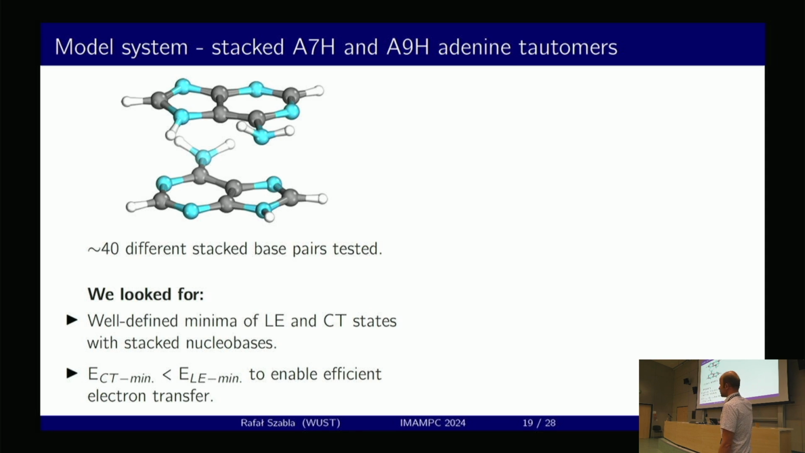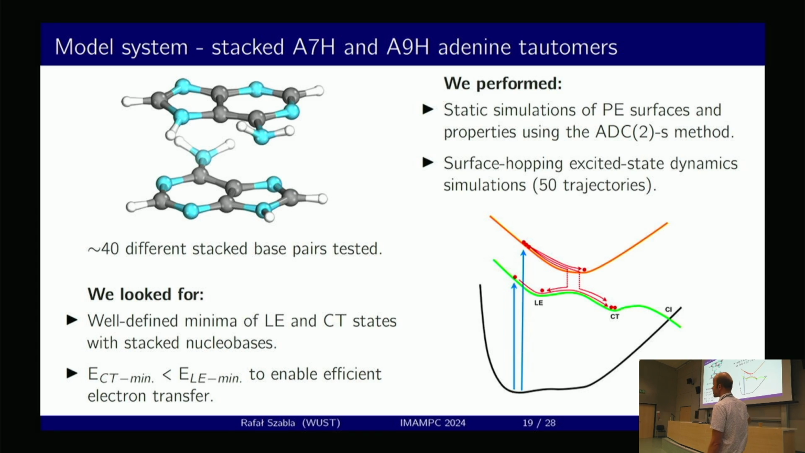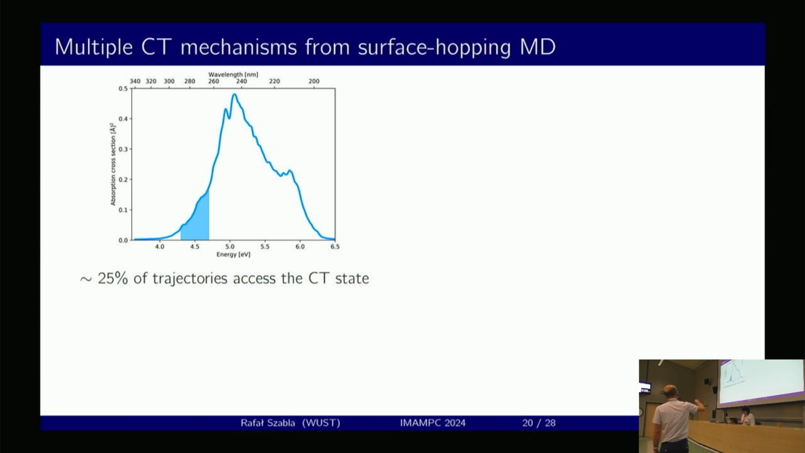We tested about 40 different base pairs, and none of them actually met this criterion until we found this one. The reason we wanted this was that, apart from doing static calculations to evaluate the rate, we also wanted to do surface hopping. We had very nice introductions to surface hopping, so I won't go into much detail here, but we ran 50 trajectories, and you will see one of them in a moment. These trajectories allowed us, maybe not very accurately, but at least qualitatively, to evaluate the expected electron transfer rate in the system.